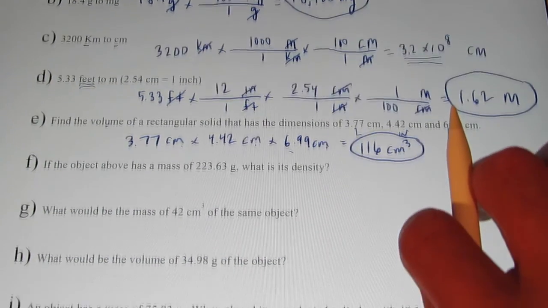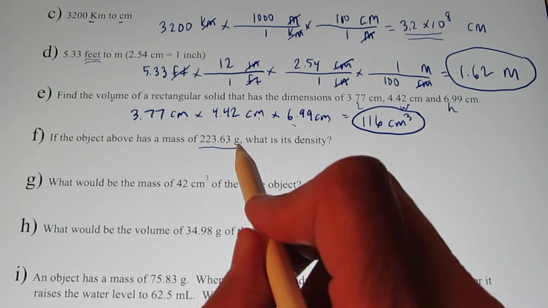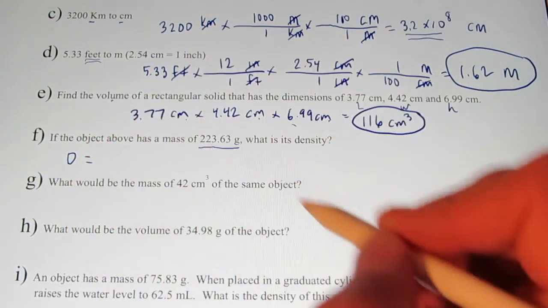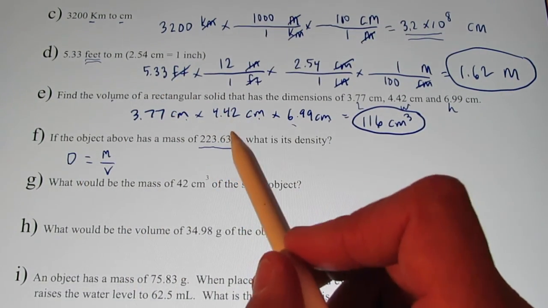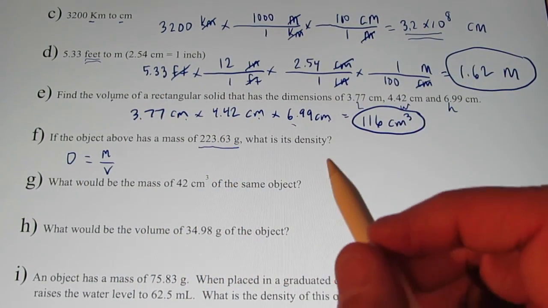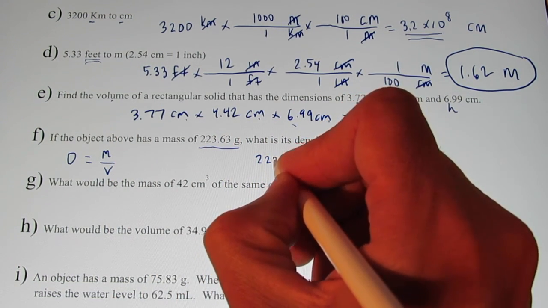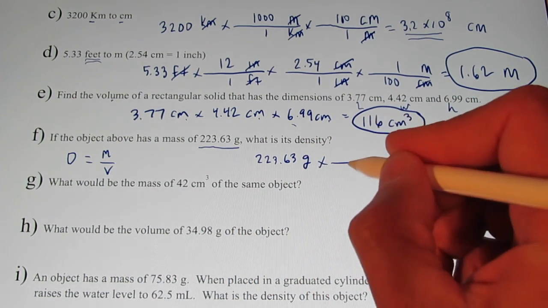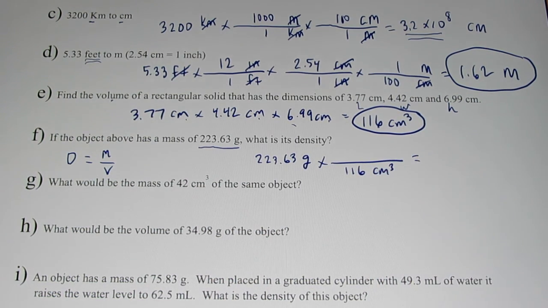Okay? All right, now, if the object above has a mass of 223.63 grams, what is its density? So density, as you recall, is mass divided by the volume. And we like the mass in grams and the volume in cubic centimeters, so this will work out quite nicely for me. My mass is 223.63 grams, and we'll divide it by our volume, 116 cubic centimeters. So our unit will be grams over cubic centimeters.